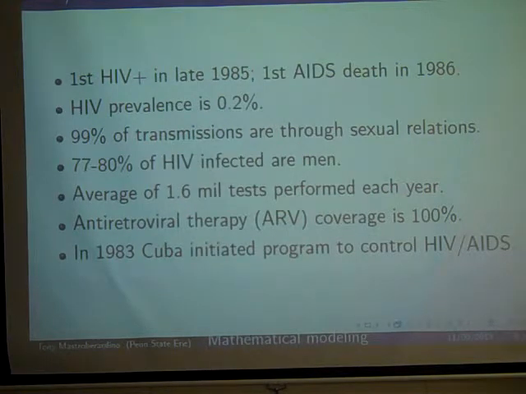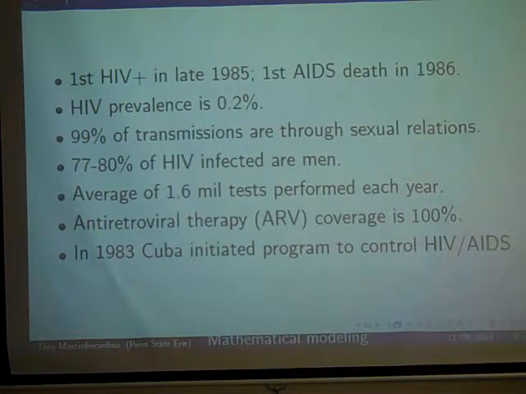All right, HIV/AIDS in Cuba. The first HIV infection was reported in late '85. The first AIDS death was in April of 1986. The prevalence is now at 0.2, which is actually, back when I was reading these papers for this project, the prevalence was at 0.1 over a decade ago. But I think what's happening is that since people are living longer with the virus, the prevalence has increased.